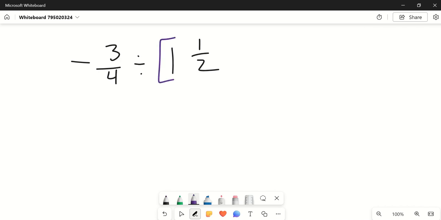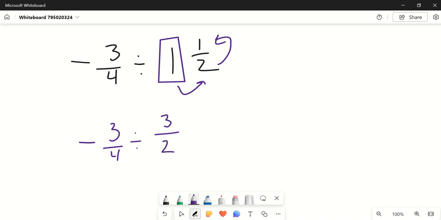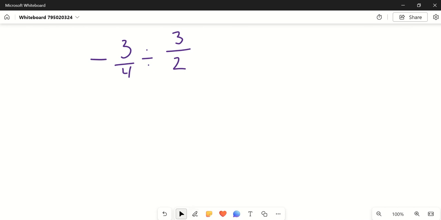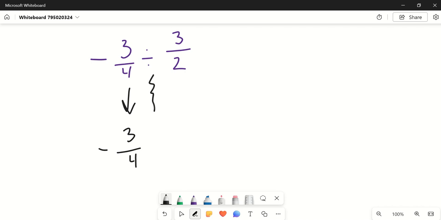I'm going to change this mixed number into an improper fraction. So our new equation will be negative 3/4 still, divided by 1 times 2 is 2, plus 1 is 3. It will be 3 over 2. Now that I have written my division problem, the 3 arrows are coming into play. This comes straight down. We shake up the division symbol to multiplication, and we flip or take the reciprocal of the second fraction.